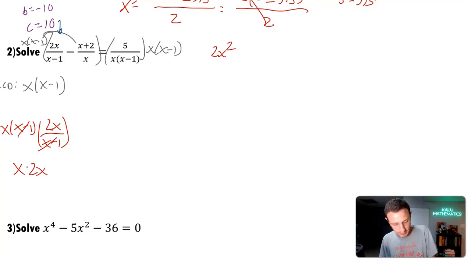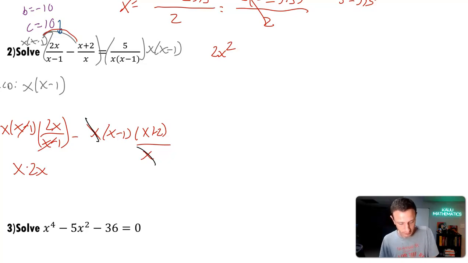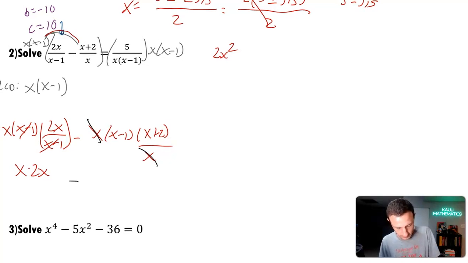And then we're doing x times x minus 1 times x plus 2 over x. So what is that going to look like? That's going to be x, and that's minus. So x times x minus 1 times x plus 2 over x. The x's are going to cancel out, leaving us with x minus 1 times x plus 2. So that is going to be x squared plus 2x minus x minus 2.